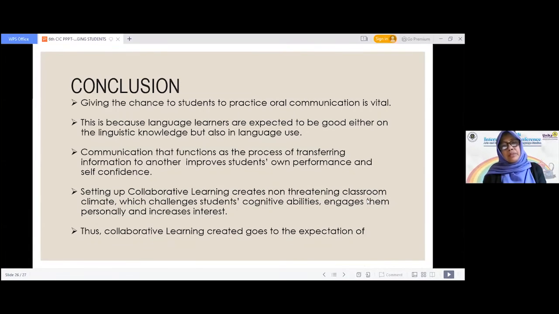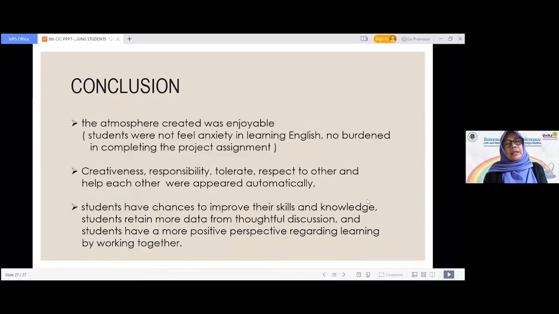And thus, the collaborative learning created goes with the expectation of exposing students to the real world to acquire effective learning of the target language. The atmosphere created was enjoyable. Students would not feel anxiety in learning English, no burden in completing the project assignment. Creativity, responsibility, tolerance, respect for others, and helping each other appeared automatically. Students have chances to improve their skills and knowledge. Students retain more data from thoughtful discussion, and students have a more positive perspective regarding learning by working together.